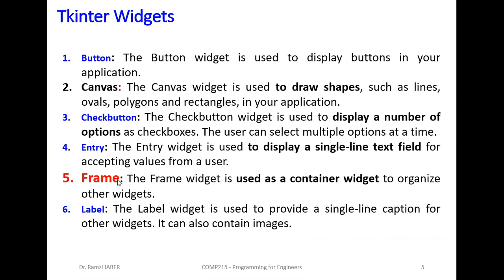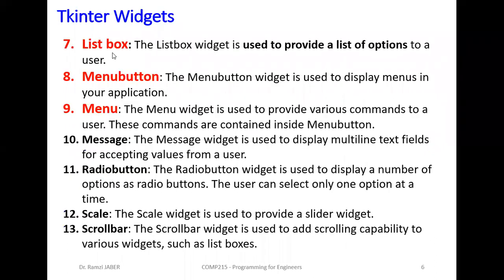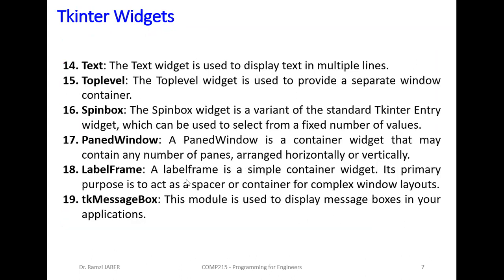Today we'll take frame. Also, last lecture we took label. Today we'll take list box, menu button, menu. Radio button is the same as check button. The same example, you can use it as radio button, with the same syntax. Just replace check by the word radio. Radio button is only one selection. Check button is multi-selection. This is the difference between them. Later we'll use some of them, not all of these switches.